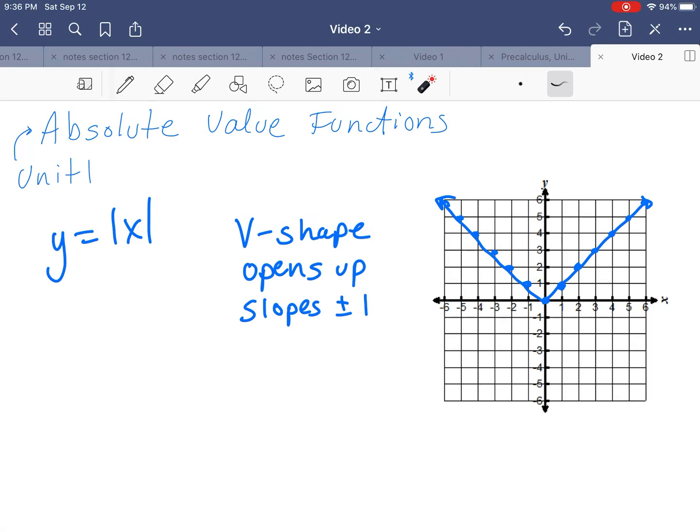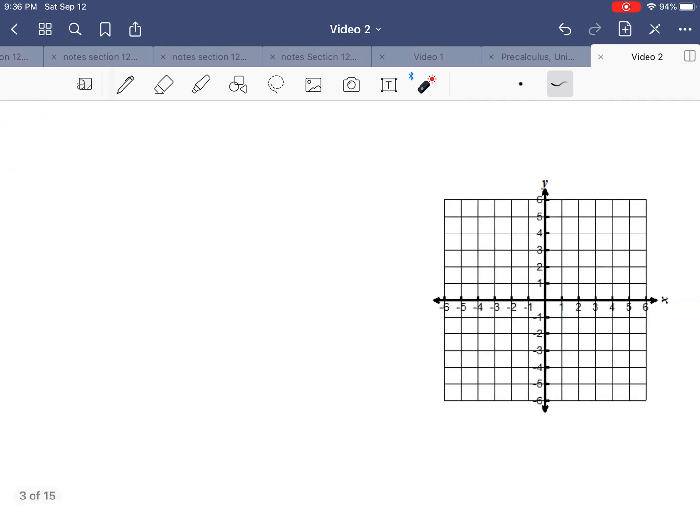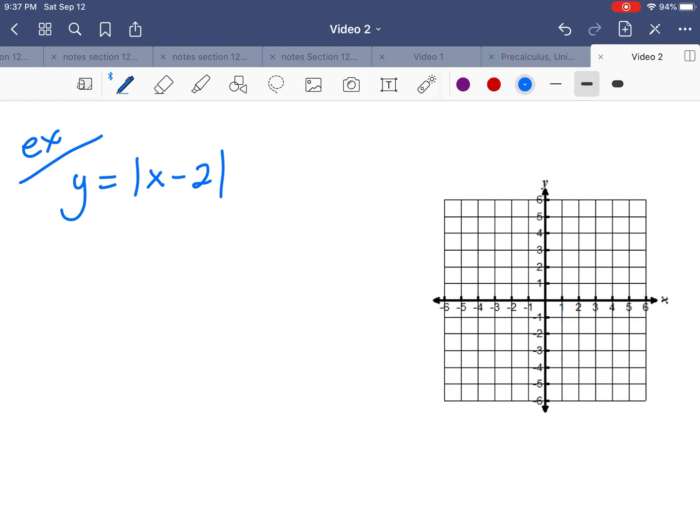All right, so let's talk about some transformations that you could have on these functions. So example 1, I guess you could say. Let's say we had an equation like this. Y equals absolute value, and I have x minus 2 inside the absolute value bars. So we're going to start off by making a little table here. So x and y. So let me first pick something that would make that equal to 0.